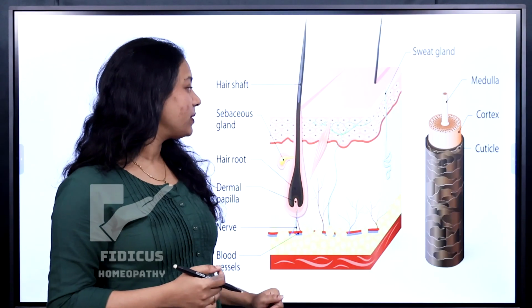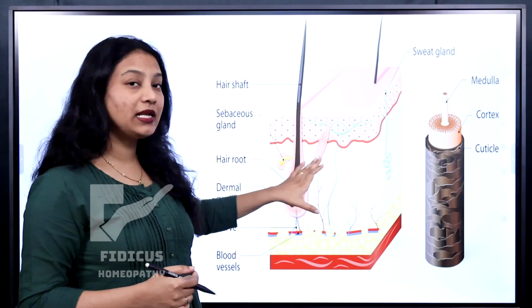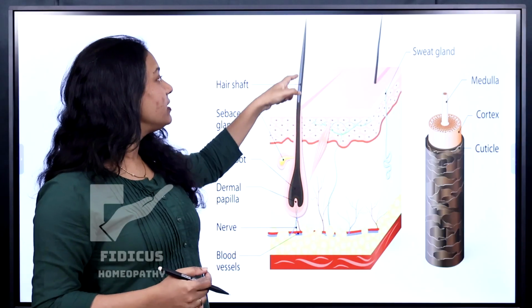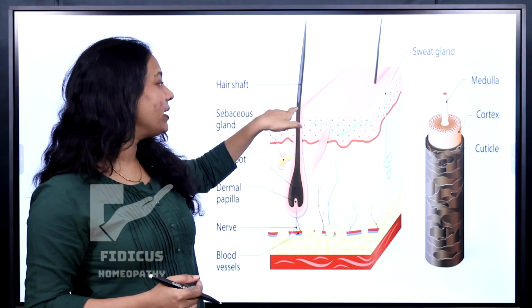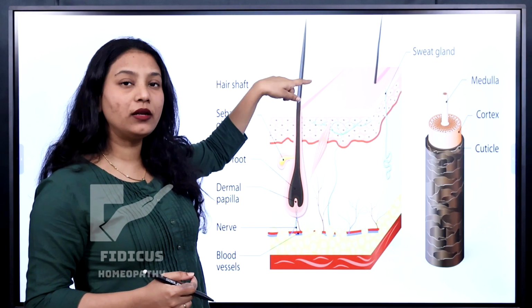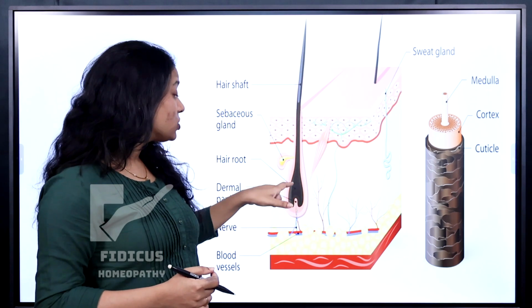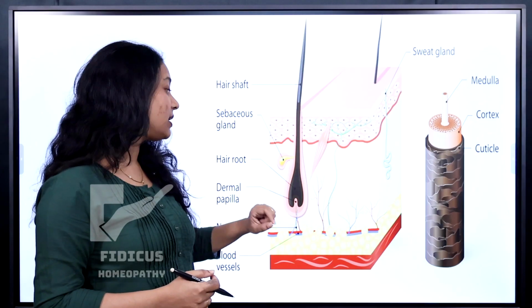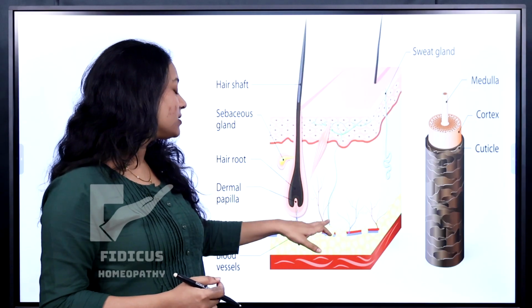As you can see in the picture, this is the dermis level, and in the dermis level you will have the root of the hair, and this is called the shaft of the hair, which penetrates through the epidermis layer, and this is the dermis layer. In the dermis layer, first you can see a sebaceous gland. Second, you can see blood vessels, right?